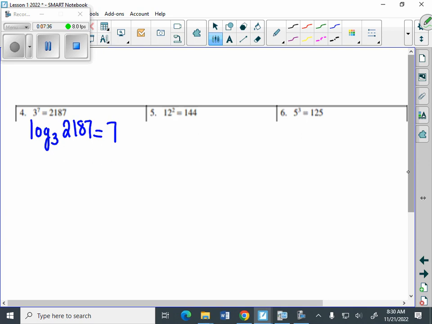Number 5, 12 squared equals 144. Converts. Log base 12. A logarithm is another way of writing an exponent. So the exponent in this problem is 2. That's what we're going to set this equal to.